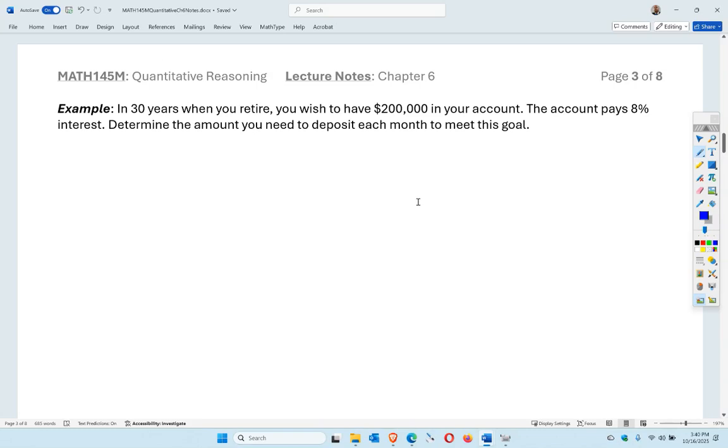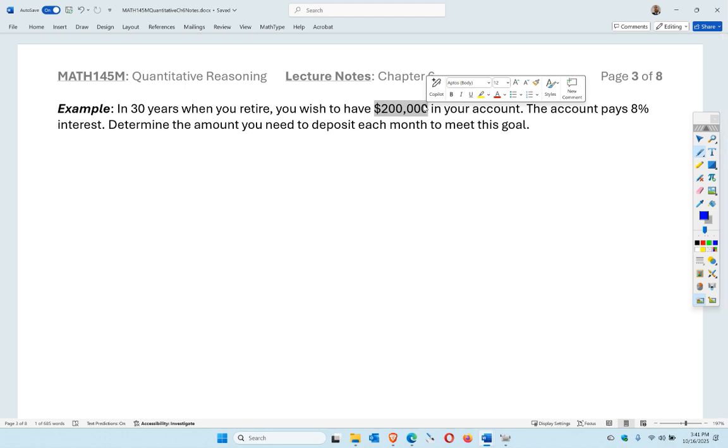Okay, so this is Chapter 6, Section 1. This is Part 2. Well, what if we go the other way around? What if we want to know what's the payment that I want? So before we had the payment of $100 and we figured out how much I'm going to have in 20 years. Well, what if I want in 30 years to have this much money? So now I'm asking myself, how much do I need to actually deposit each month?